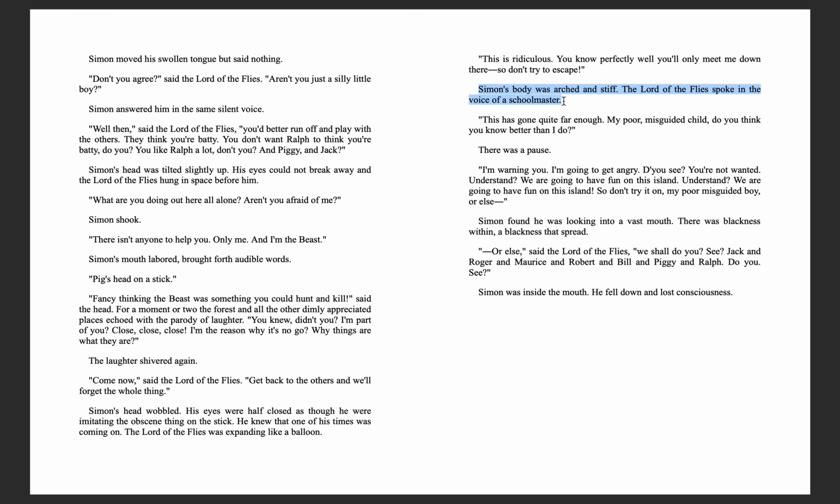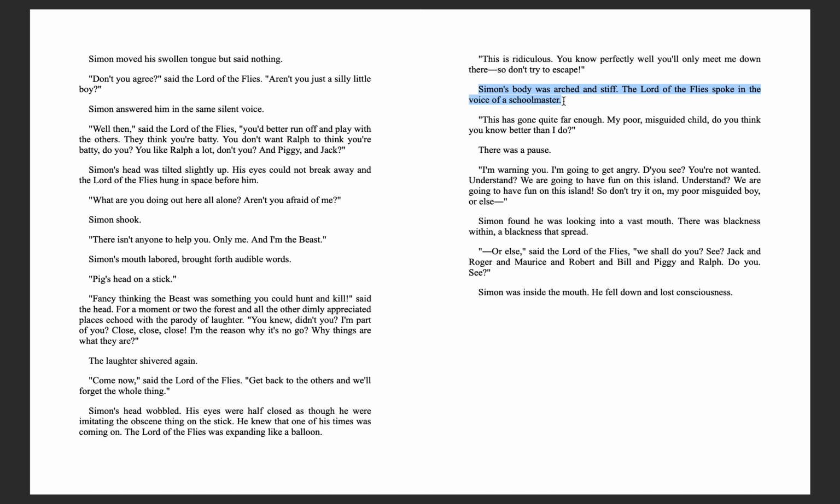So there's a couple of different moments like this. I think this is the most obvious here, so that's probably what I'll talk to my students about. The idea that you're being talked to by a schoolmaster is that you're being talked to by the voice of authority. You should trust the schoolmaster because they're older than you, likely they're more educated than you, and probably they want what's best for you.